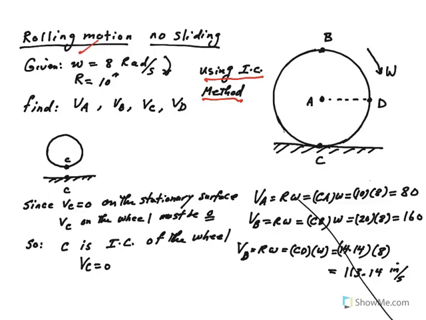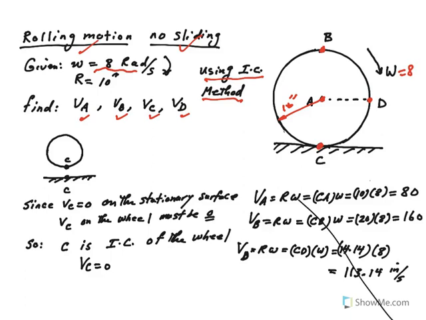So remember, rolling motion, no sliding. In this case, we are given the angular speed omega to be 8 radians per second clockwise, and the radius of this wheel is 10 inches. What we want to find is velocity of A, velocity of B, velocity of C, and D. A is the center, B is right above it on the rim of the wheel, D is on the right-hand side on the rim, and C is the contact point.